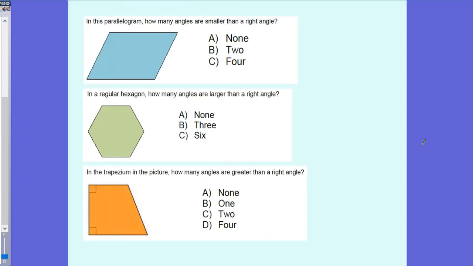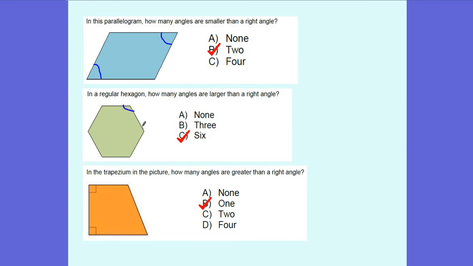Okay, Year 7, in your light blue books, pause the video for 3 minutes and have a go at these 3 questions for me. And these were the answers I was looking for. You should have got 2. Here they are, smaller than a right angle, this one and this one. 6 are larger than a right angle, here they are. And finally, trapezium, I was looking for just the one being larger than a right angle.